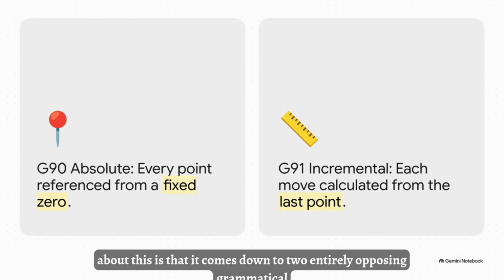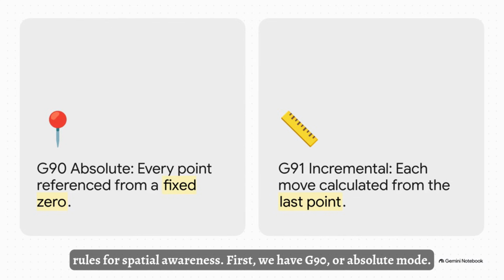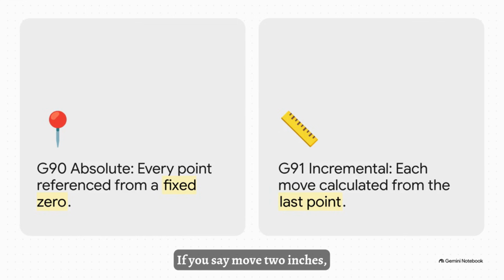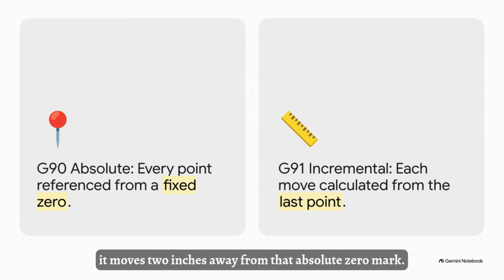Now, what's really interesting about this is that it comes down to 2 entirely opposing grammatical rules for spatial awareness. First, we have G90, or absolute mode. In absolute mode, every single point is referenced back to a fixed programmed origin. It is always measuring from 0. It doesn't matter where the tool currently is in space. If you say move 2 inches, it moves 2 inches away from that absolute 0 mark.